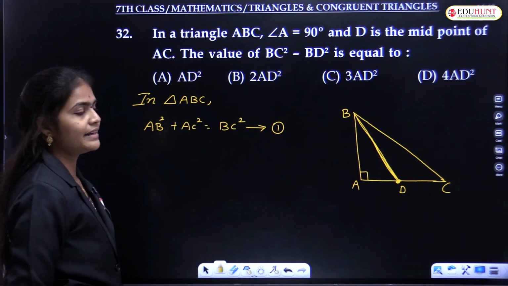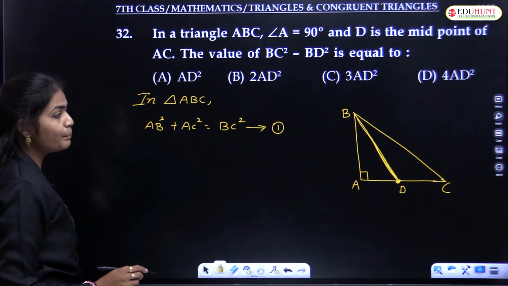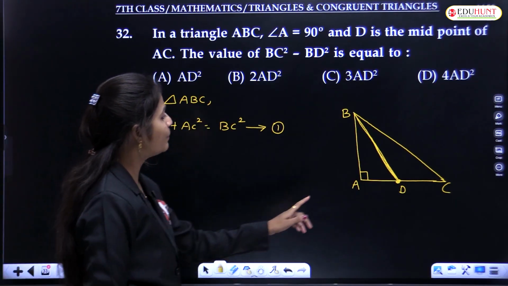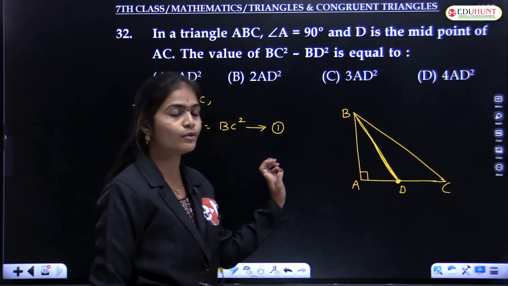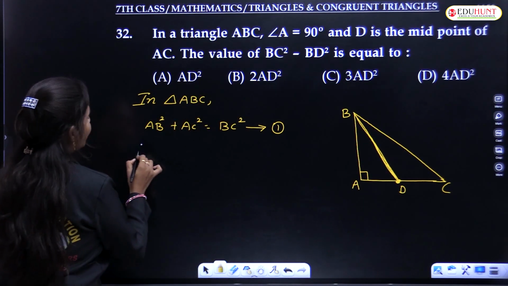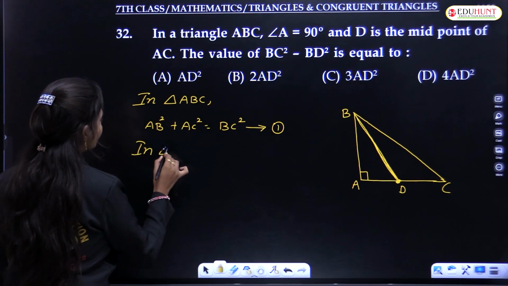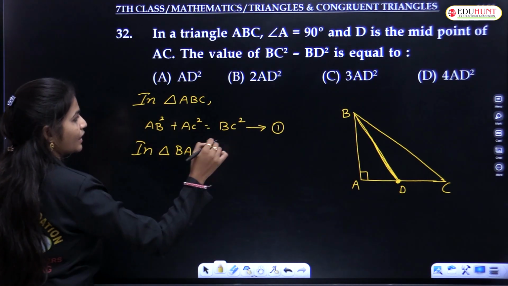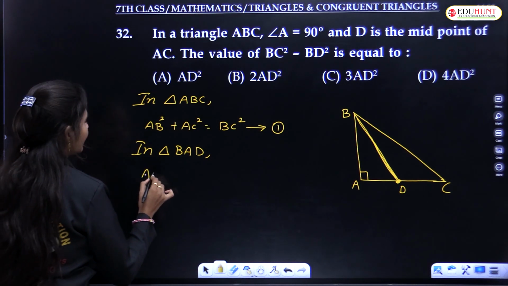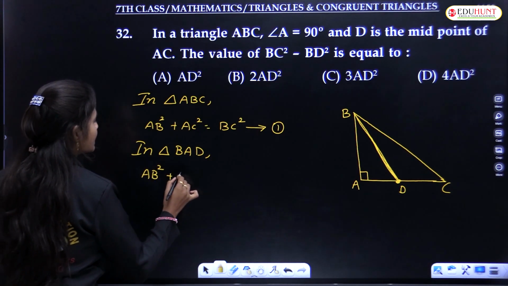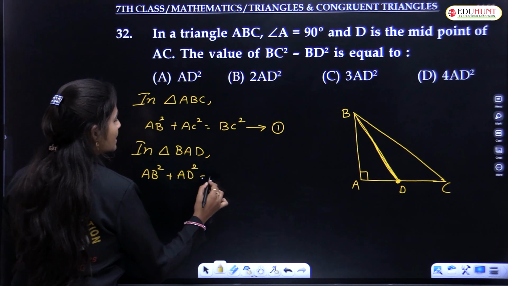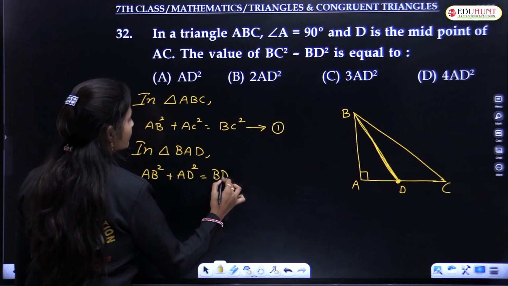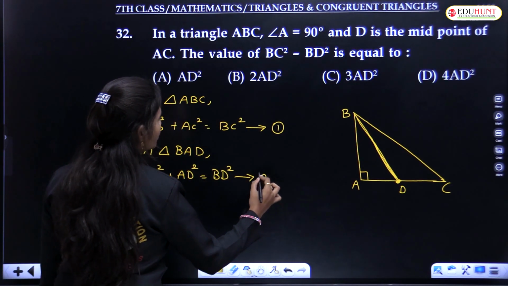Okay. Second condition, that is in triangle BAD. So better to take the triangle BAD. Why? Because here there is a 90 degrees angle, no? So in triangle BAD, here again AB square plus AD square is equal to BD square. This is equation number 2.